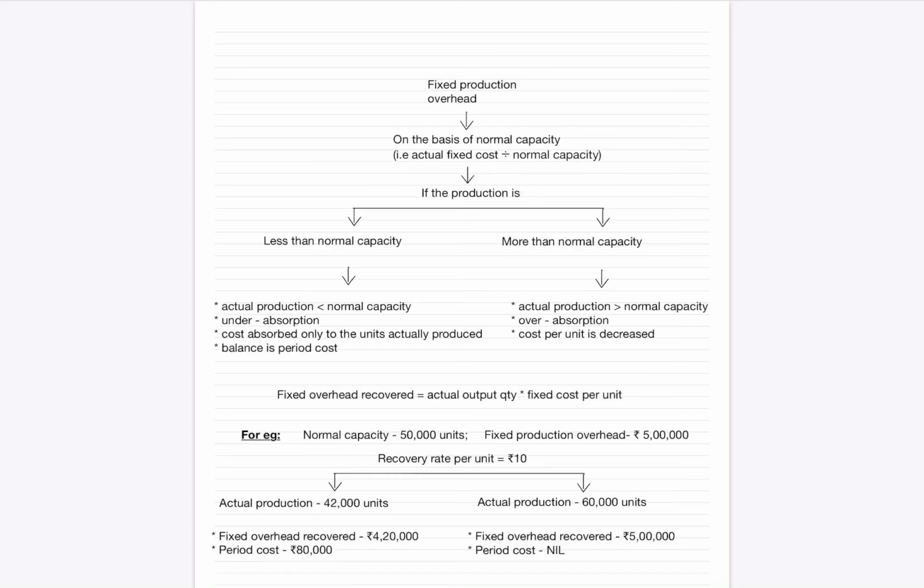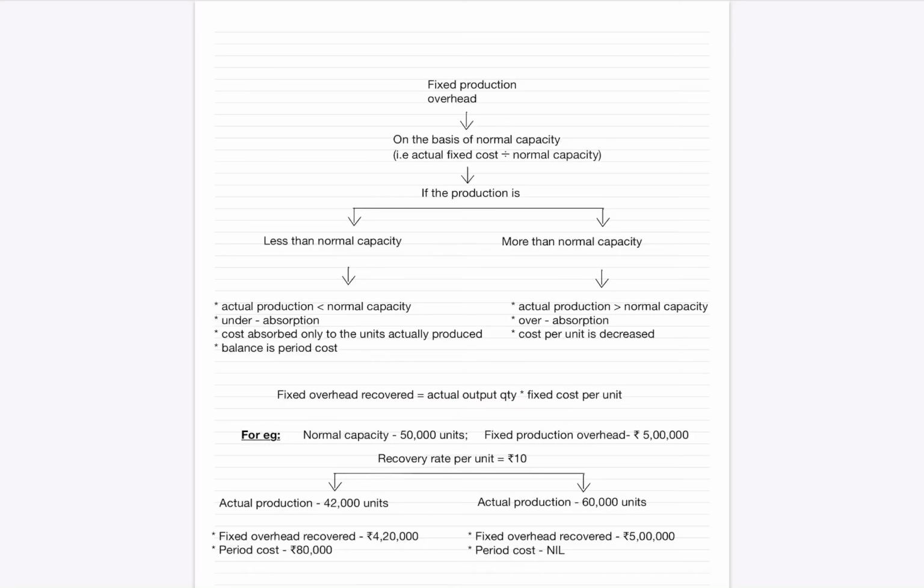Fixed cost per unit formula is actual fixed cost divided by normal capacity. Fixed overhead is charged on the inventories by multiplying the fixed cost per unit into actual output quantity. But there may be a chance that the output is either higher than the normal capacity or lower than the normal capacity. Let's understand with an illustration.